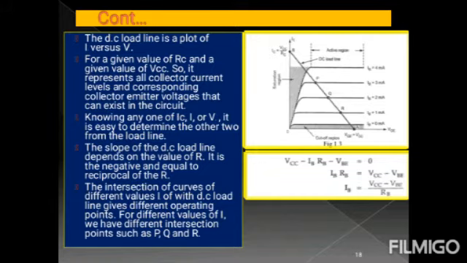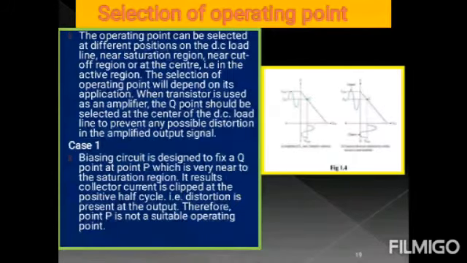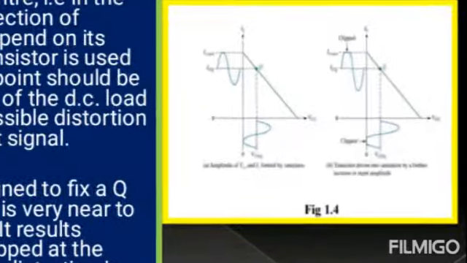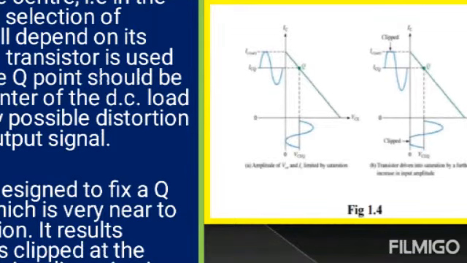The Q point should be fixed in the middle of the load line. Why does the Q point have to be fixed in the middle of the load line? If you are choosing the DC Q point above the DC load line, what happens? A part of the output characteristics will be cut off. See, this is your low Q point. If you are choosing the Q point above the middle of the load line, what happens? Here the output will be clipped off. The lower part of the output will be clipped off.